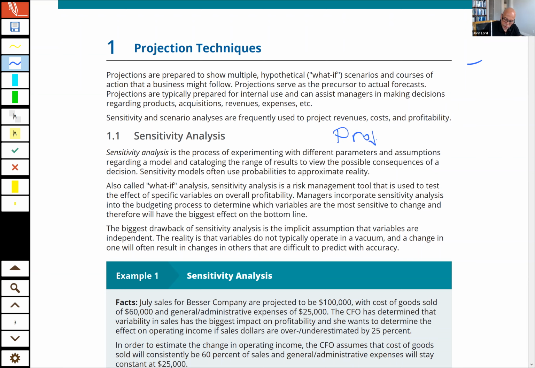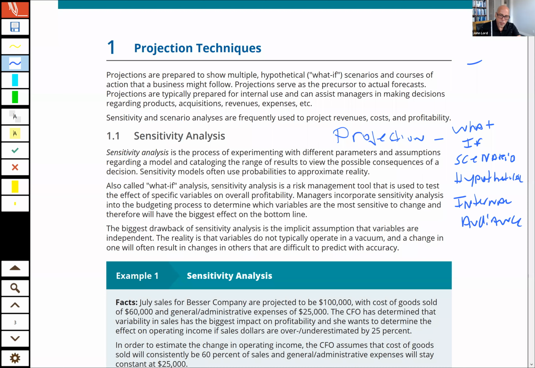What if scenario. Okay, a projection is going to be a what if scenario. Okay, deals with the hypothetical. Okay, and is usually internal audiences. Now, when we say internal audience, we could be talking about inside the company, but we could be talking about somebody that we're negotiating directly with.